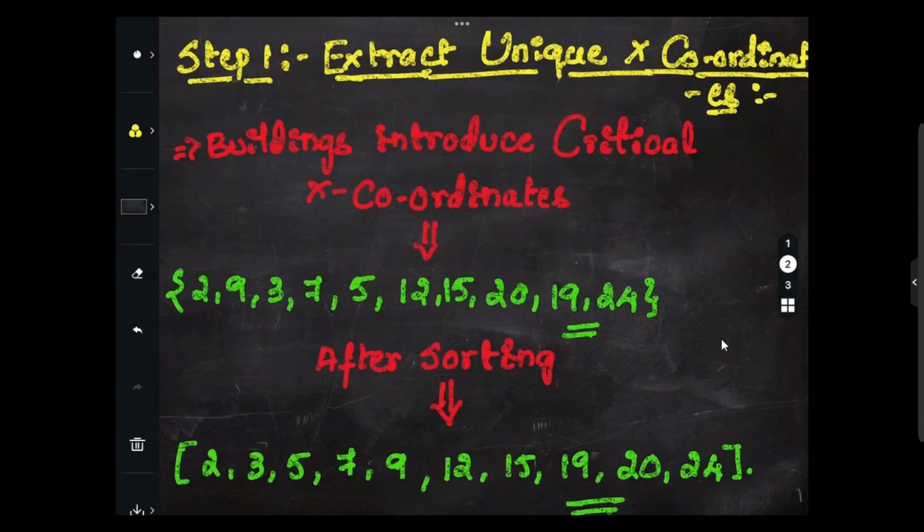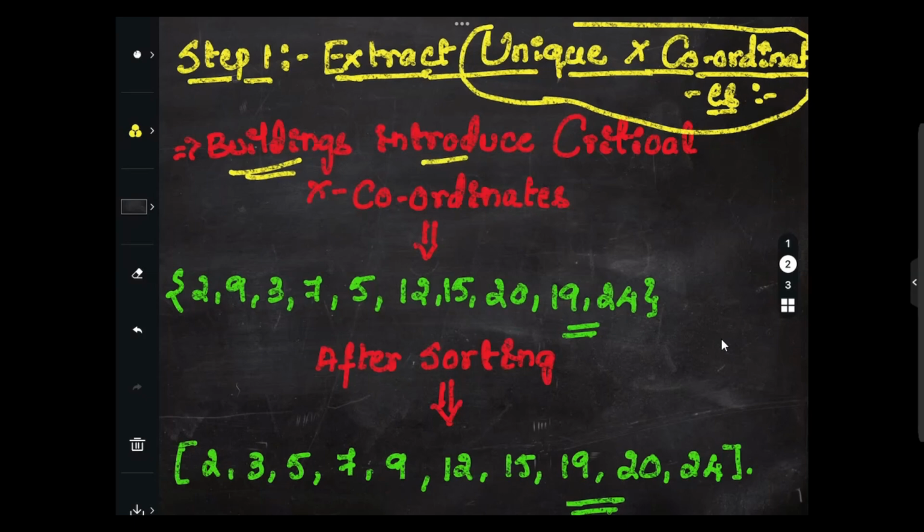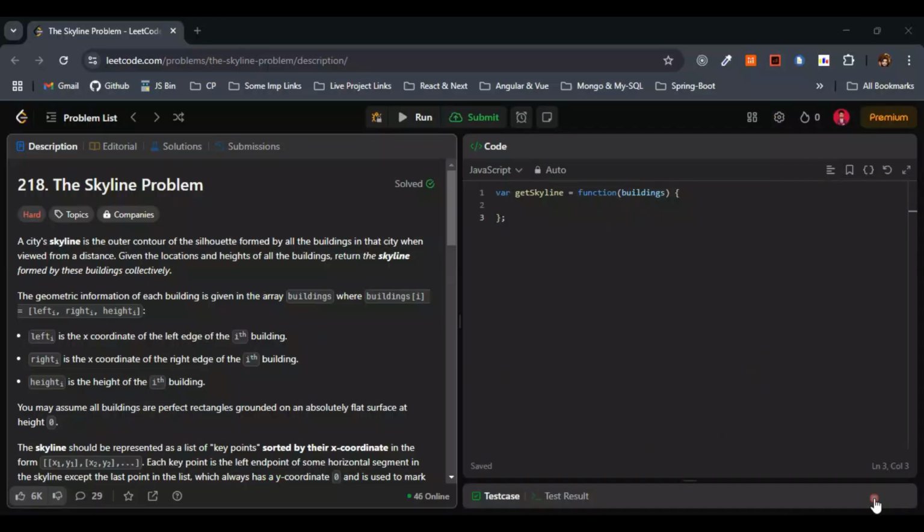First, initially what we are doing, we are extracting the unique x coordinates. Building's critical x coordinates are introduced first. We are just considering the x coordinates here.